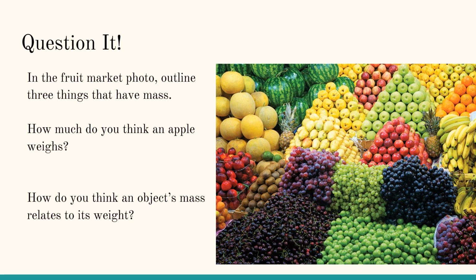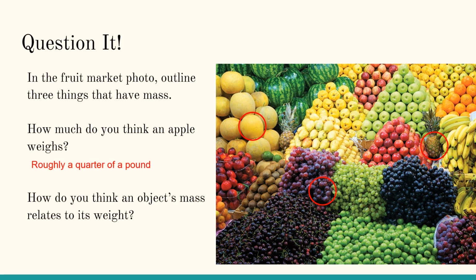Pineapple, watermelon, apples, bananas. It looks like maybe there are cherries there. I don't really know. There's a lot of fruit there. So you can just circle 3 because every single thing on here has mass. Then we need to answer the question, how much do you think an apple weighs? You can approximate. I would approximate that an apple is about 1/4 of a pound.